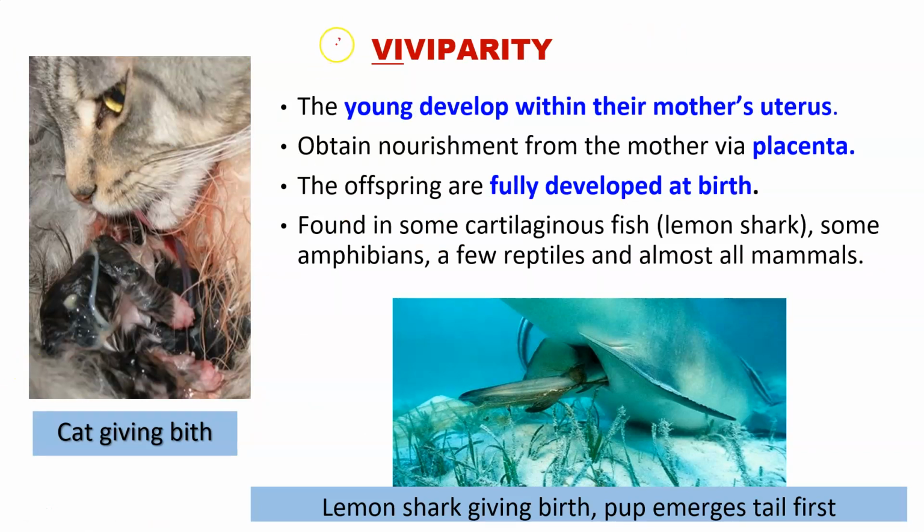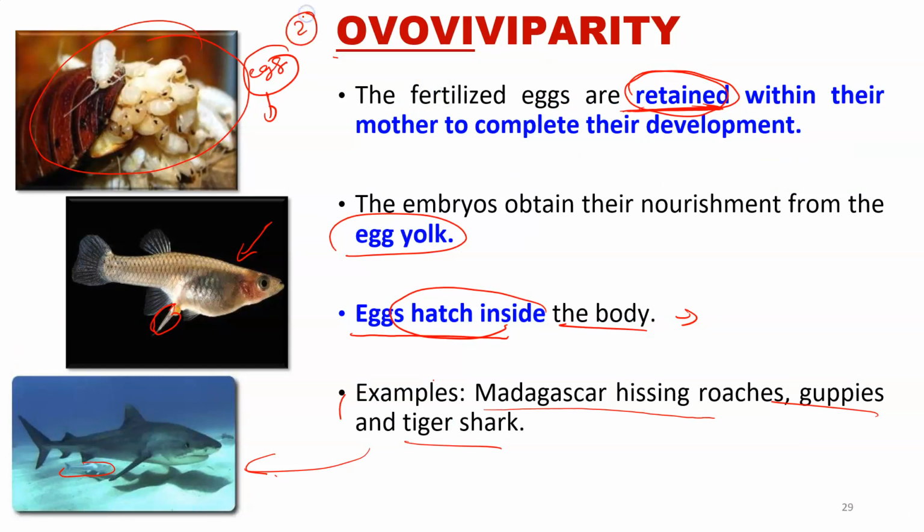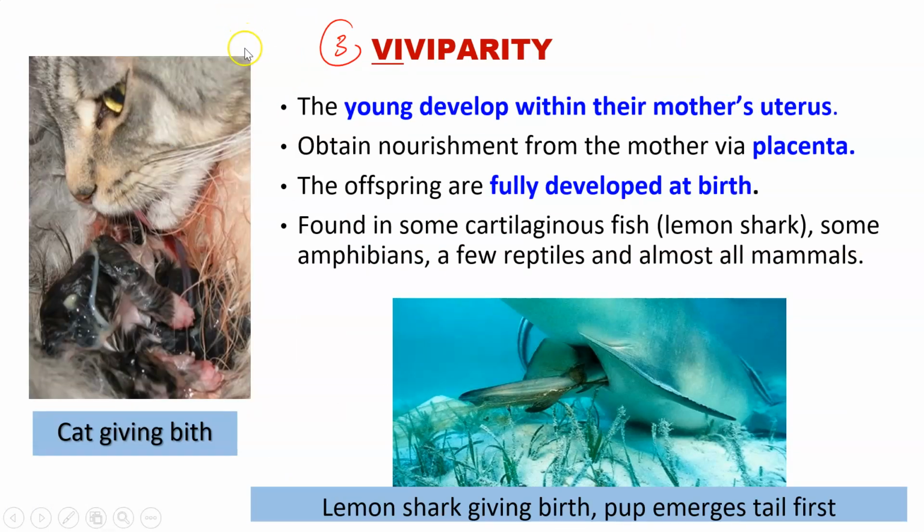The next one, the third one, is viviparity. The second, ovoviviparity, has eggs maintained inside the mother's body. Viviparity is through development of the embryo within the uterus of the mother. The young develop within the mother's uterus and obtain nourishment from the placenta. The offspring are fully developed at birth, found in some cartilaginous fish such as lemon shark, some amphibians, a few reptiles and most mammals. These are organisms that practice viviparity.